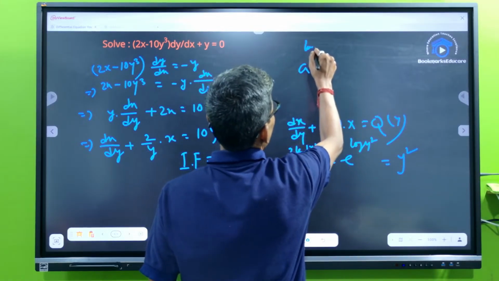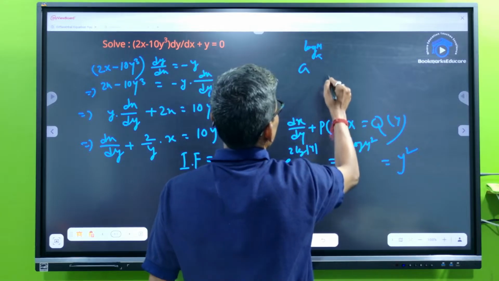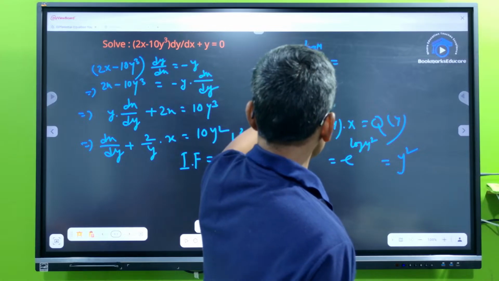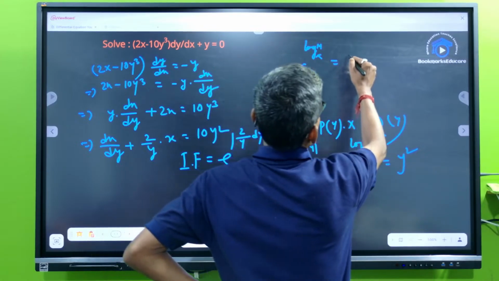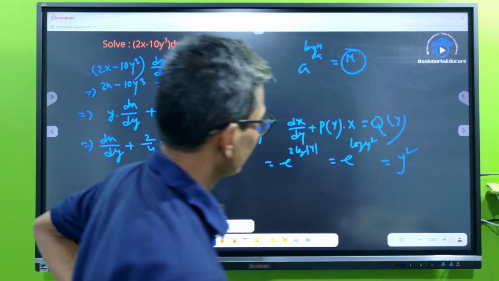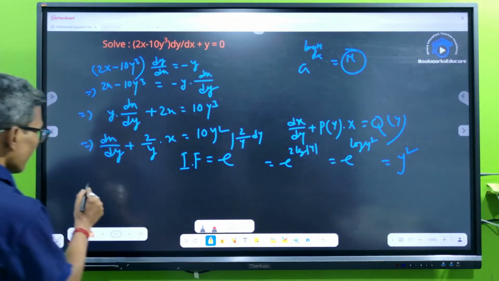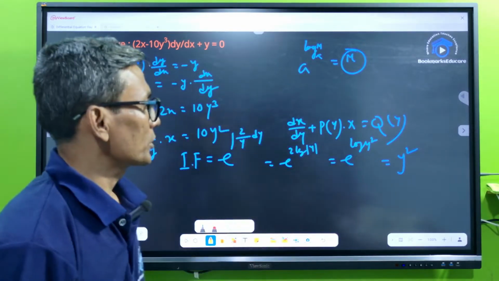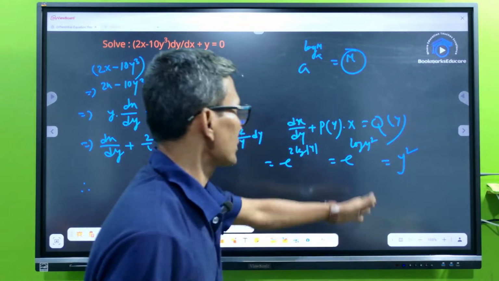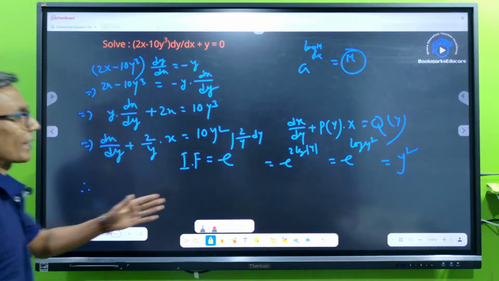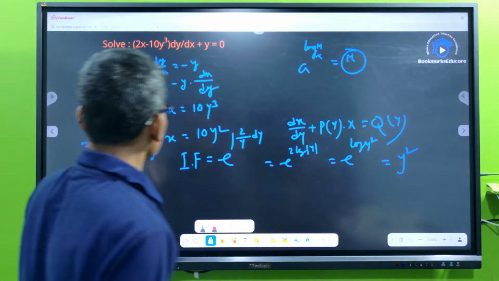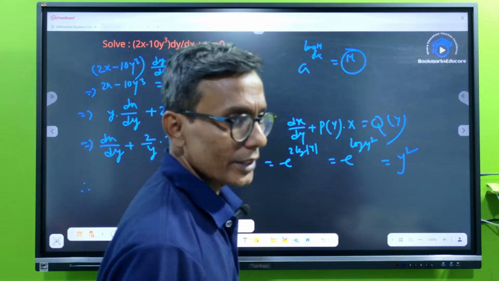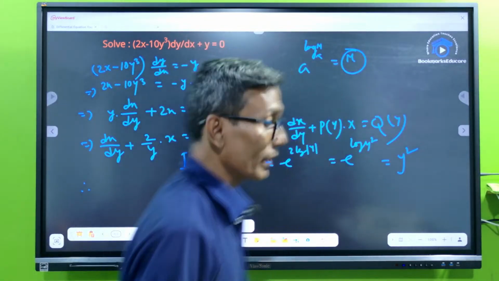a to the power log m to the base a: if the base of the log and the original base are the same, then the result is m. So multiplying on both sides of the equation by y square, that means the integrating factor. We have to multiply both sides of the equation by the integrating factor, the right hand side as well as the left hand side.